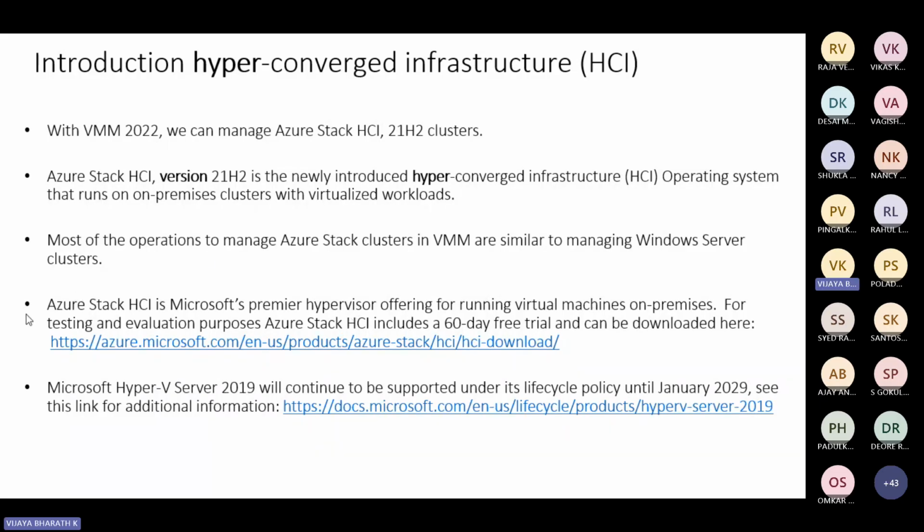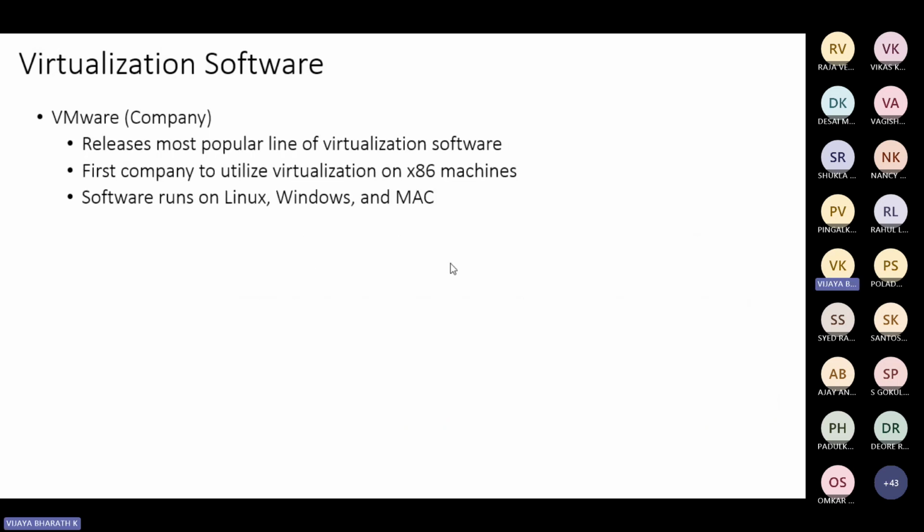So you can see Azure Stack, which provides a hypervisor. You can run virtual machines on top of the on-premise infrastructure. So let's discuss the virtualization software. VMware is one of the popular products in virtualization software, and it is the first company to utilize virtualization on x86 machines. It runs Linux, Windows, and Mac.